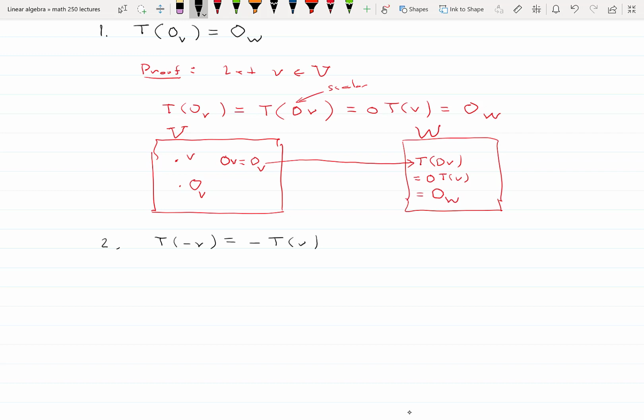How in the world is that true? I'm not saying t of negative 1 times V equals negative 1 times t of V. I'm saying t of the opposite of V equals the opposite of t of V. Okay, the proof is also very simple. Proof.